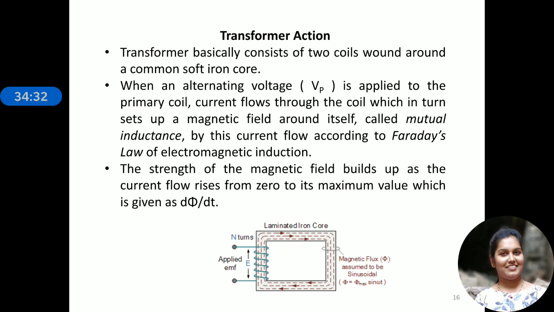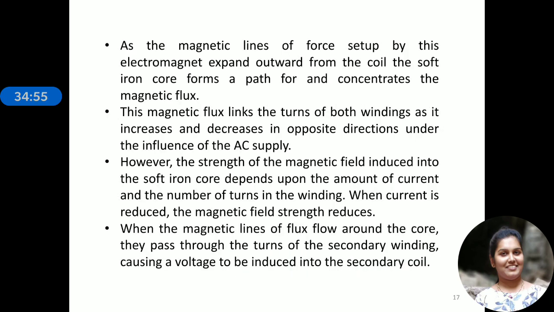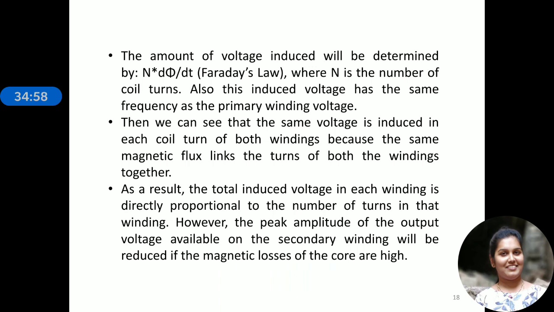The magnetic lines of flux flow around the core. They pass through the turns of the secondary winding, causing a voltage to be induced into the secondary coil. The amount of voltage will be determined by a formula which we know, that is N d phi by dt, which we simply call Faraday's laws. So the amount of voltage induced is given by the formula N d phi by dt. Here N is nothing but coil turns. Also, this induced voltage will have the same frequency as the primary winding voltage. So this should be followed.